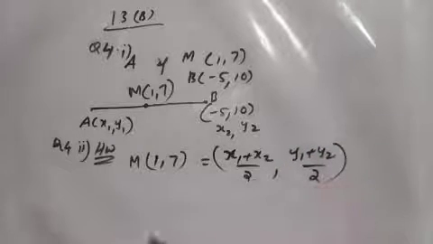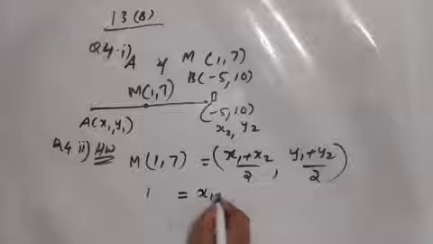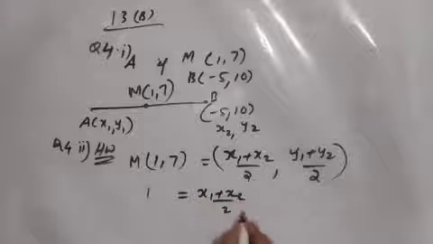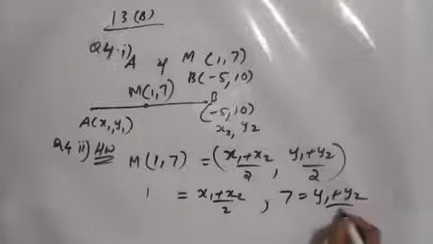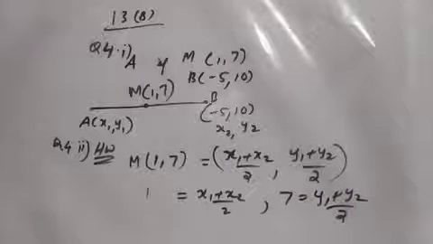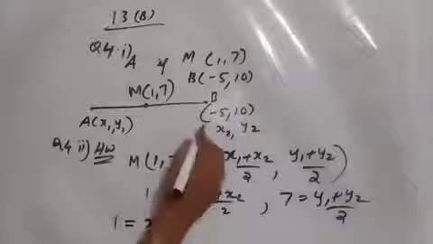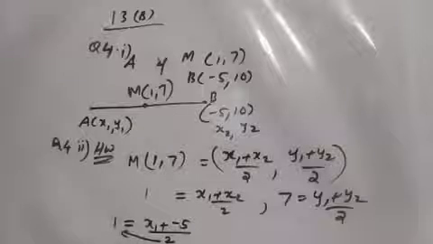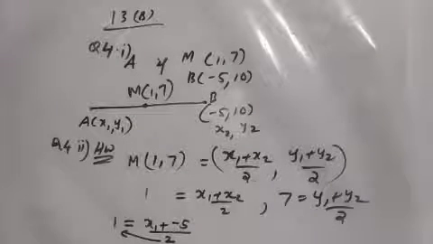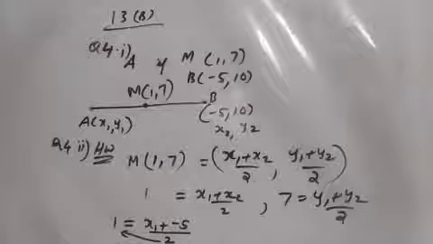Let us equate this. That is 1 equals (x1 plus x2) by 2. Also 7 equals (y1 plus y2) by 2. So that we can find out the unknown. 1 equals (x1 plus x2) by 2, where x1 is not given and x2 is minus 5. Cross multiply. 2 equals x1 plus minus 5, means x1 minus 5. So what is x1? Yes, 2 plus 5.